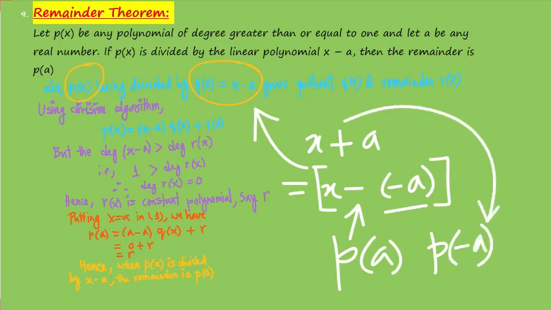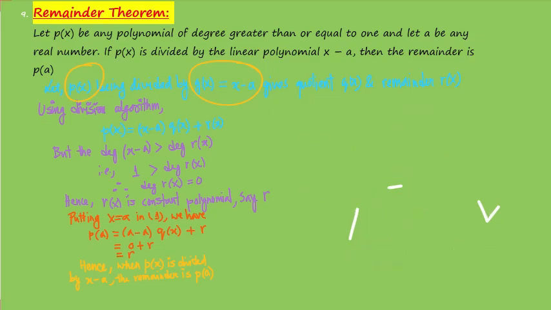Now let us see the theorem and its proof. So p(x) is divided by the polynomial x minus a, and the quotient is q(x), the remainder is r(x). If we divide something, then we shall get a quotient and a remainder, right? Hence we have taken the quotient to be q(x) and the remainder to be r(x). So now by the division algorithm, what can we write? We can write that the dividend is equal to the divisor x minus a into the quotient plus the remainder, right?